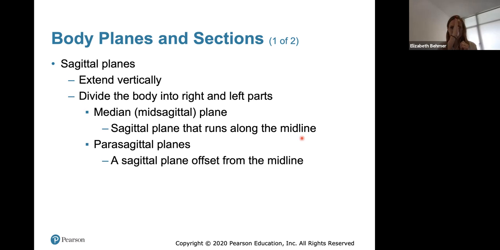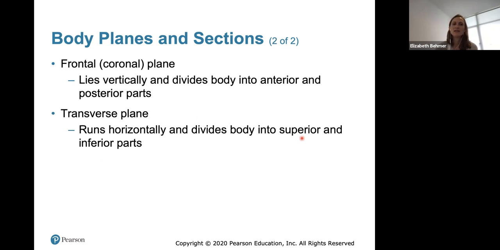So if we do a sagittal plane through the skull and open it up, that's what we would see. We would see a sagittal view of structures inside. The median, or mid-sagittal, plane runs directly down the midline, and parasagittal planes run vertically, but a little bit offset from the midline. The frontal, or coronal, plane lies vertically and divides the body into an anterior and a posterior part, and then a transverse plane runs horizontally and divides the body into a superior and an inferior part.